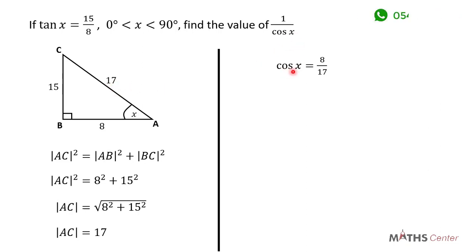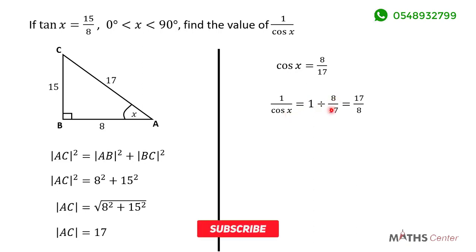We are not looking for cos x, rather we are looking for 1 divided by cos x. The question asked us to find 1 divided by cos x. We have cos x here, so we can easily find 1 divided by cos x. 1 divided by cos x will be equal to 1 divided by 8 over 17, and this will give us 17 divided by 8.